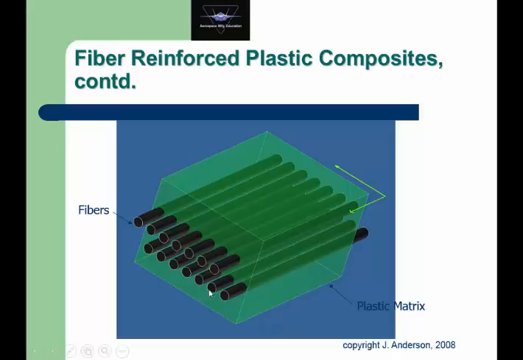So if we apply a tensile force along this end, pulling outward along the length of the fibers, we get a very high tensile strength. We get a very high resistance to deformation. On the other hand, if we pull in this direction, perpendicular to the lay of the fibers, we get a much lower resistance to deformation, because all we're pulling against is just the plastic matrix itself.